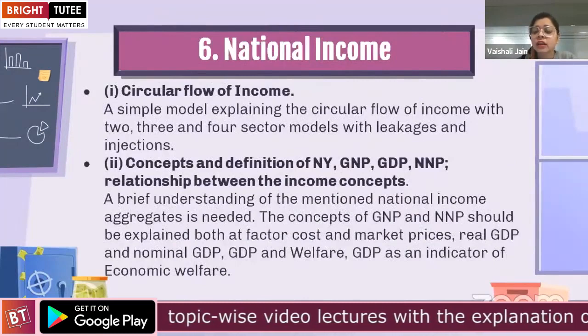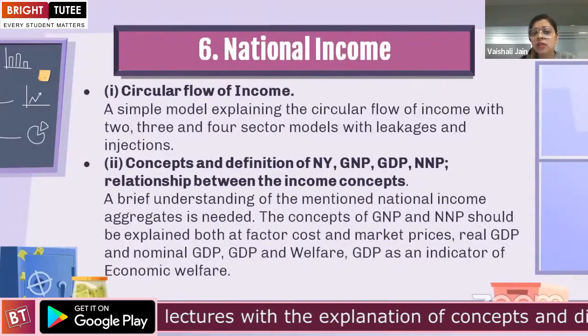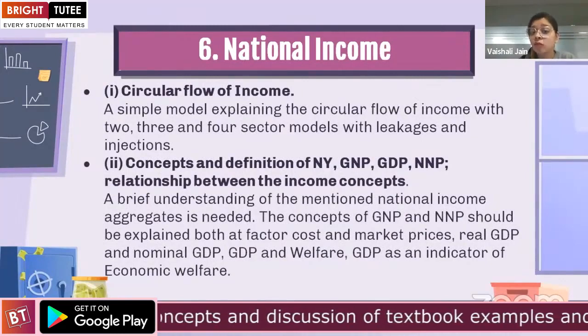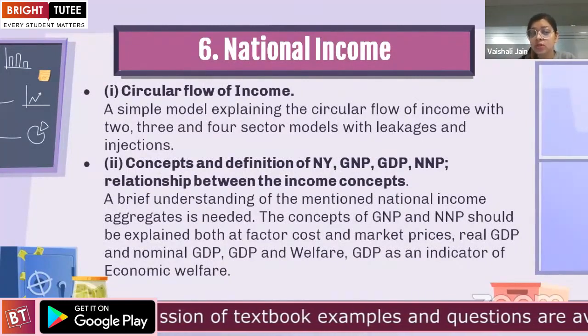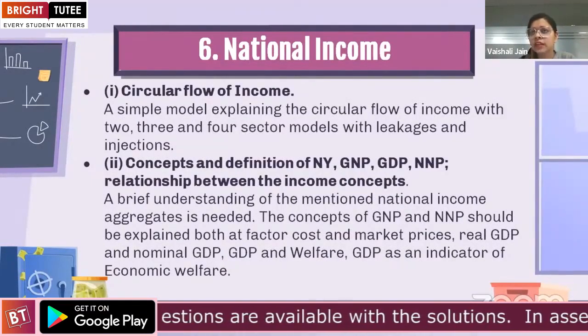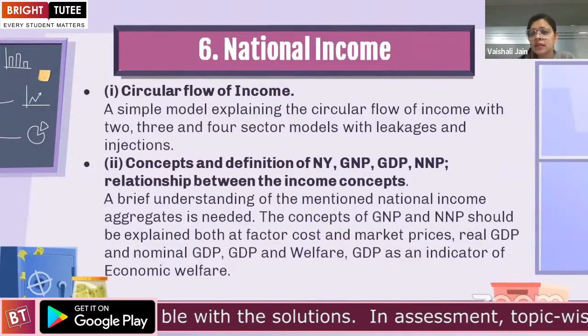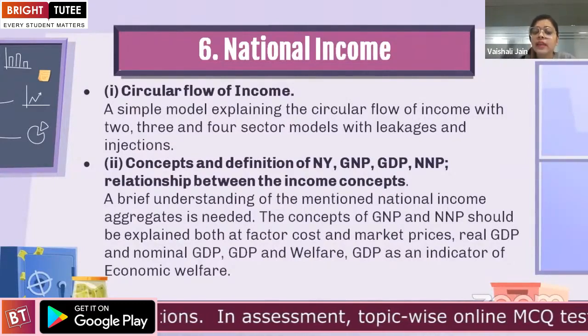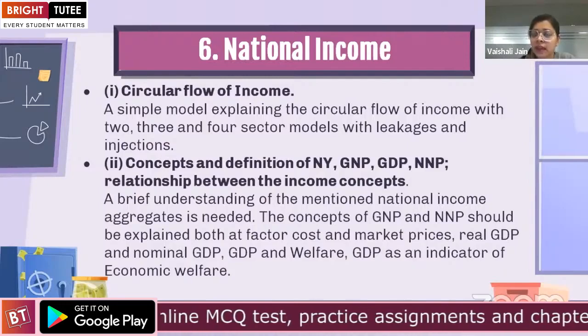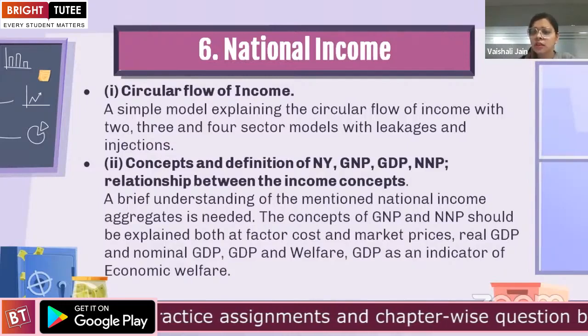And then we have the unit national income. In national income, we have circular flow of income. Circular flow of income with 2, 3, and 4 sector models is there in the syllabus with leakages and injections. So it is very obvious when 3 and 4 sector will come, leakages and injections are bound to come. Then we have concepts and definitions of national income, GNP, GDP, and NNP, and the relation between all these concepts.